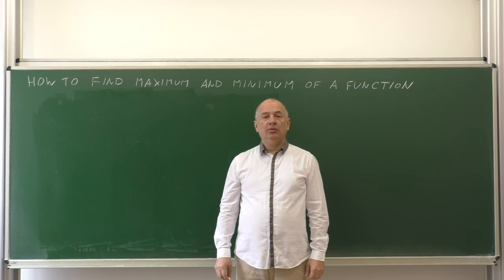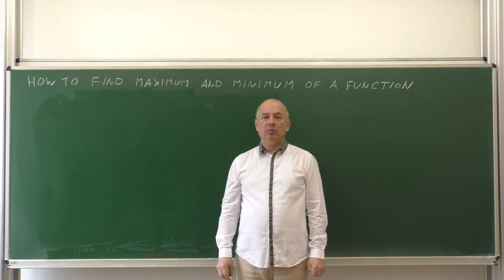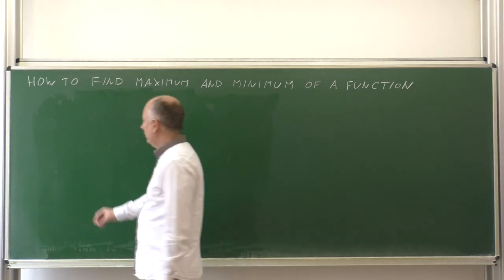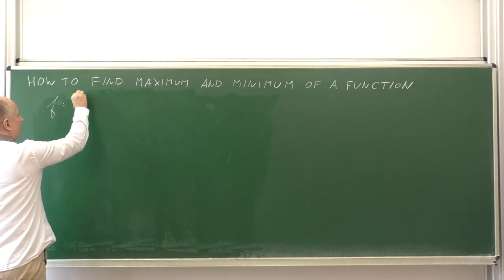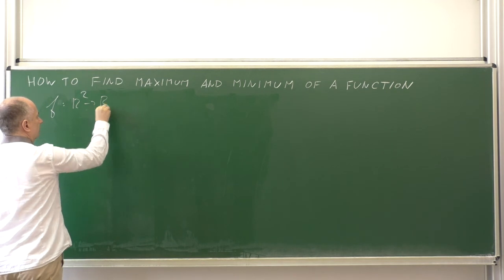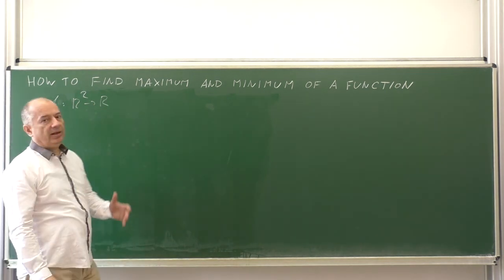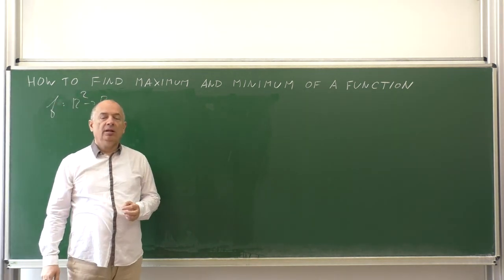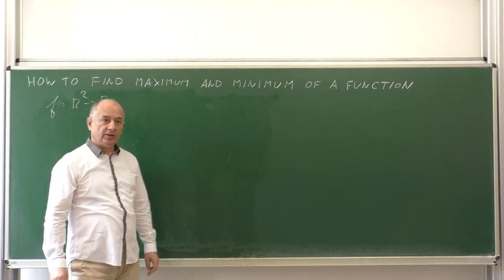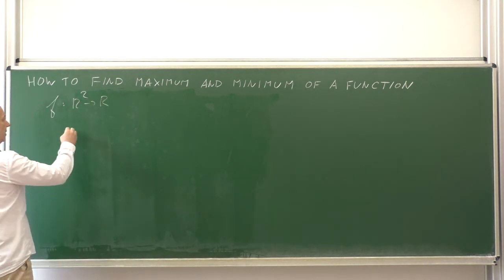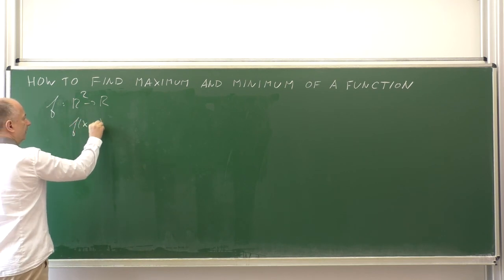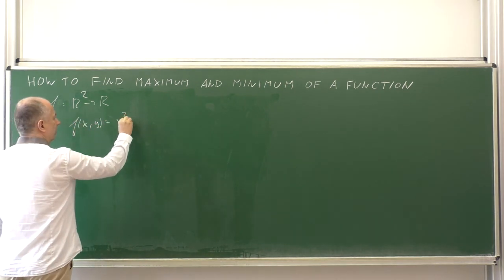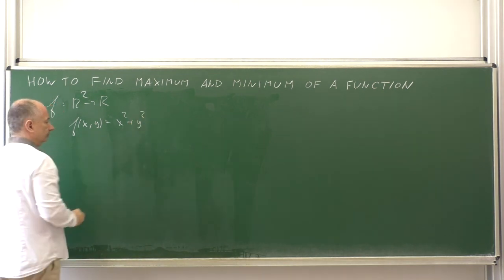Let's have a look at how to find the minimum and maximum of a function of two variables. If we have a function f from R2 to R, similarly as for a function of one variable, we compute the first derivatives. Let me start with a simple example. Consider the function f(x,y) equal to x squared plus y squared.